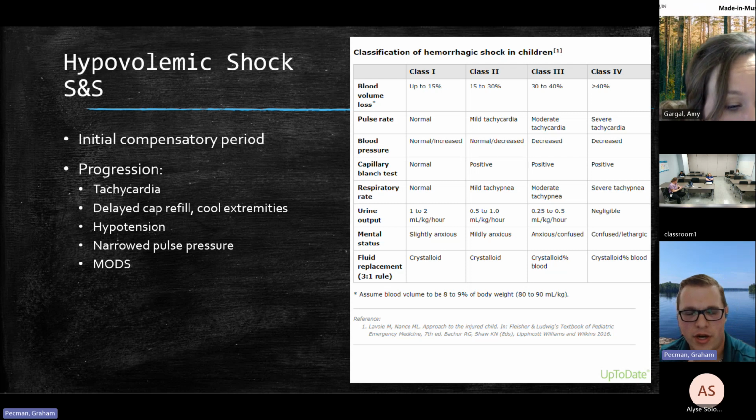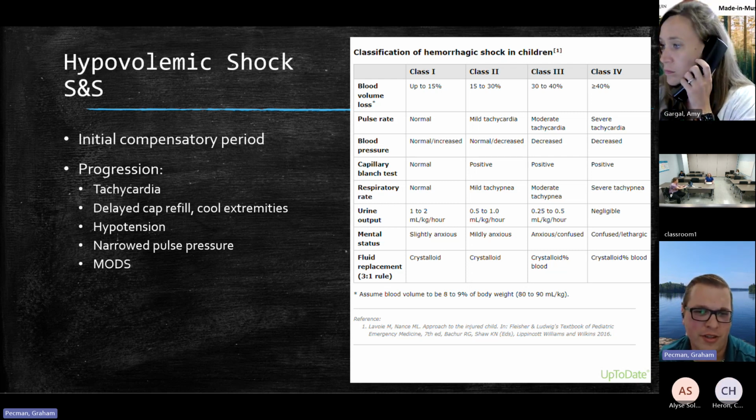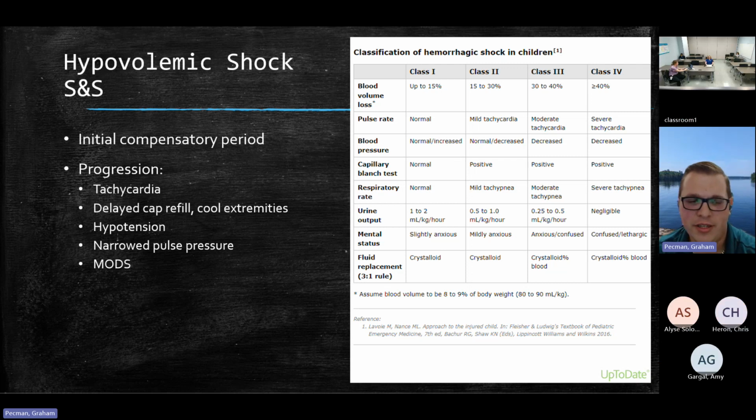And you're going to hear this a lot, but in the final class of hypovolemic shock, you progress to this MODS state, multi-organ dysfunction syndrome, which is very severe and often life-threatening. You have elevated LFTs, basically evidence that every major organ system is impaired, DIC, cerebral hypoperfusion.